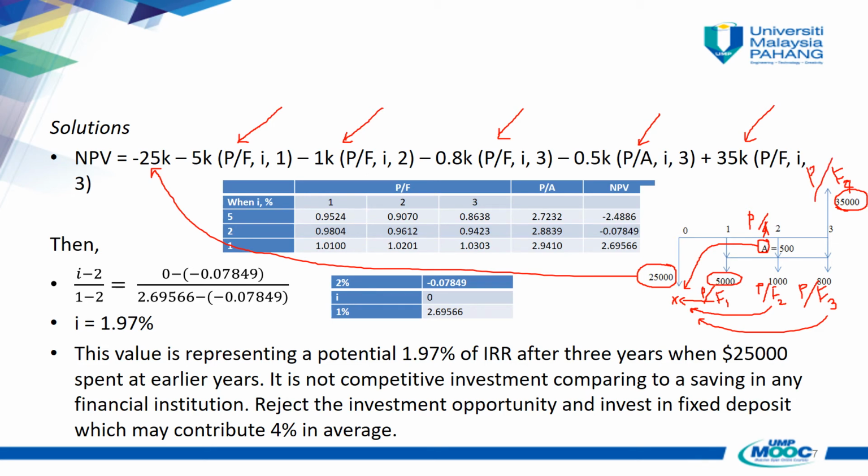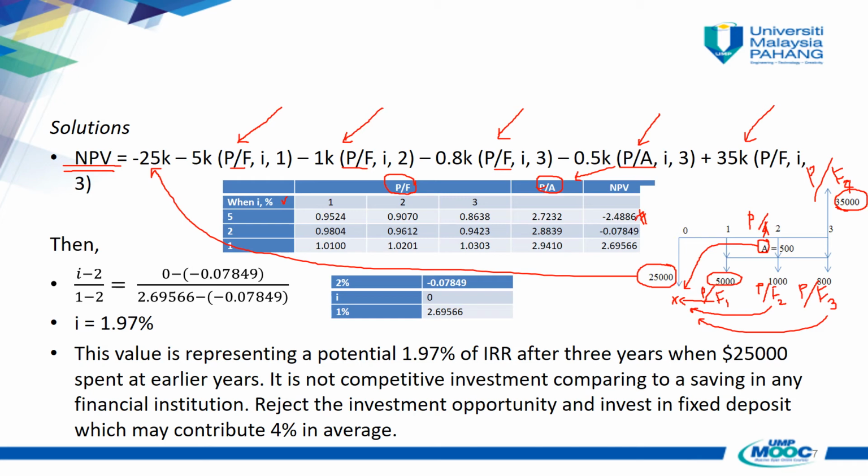Once we have this equation, what we need to do now is develop our table, which consists of our interest rate, then P over F, because we have P over F for 1, 2, and 3, and the next column will have P over A, and last but not least, our NPV value.